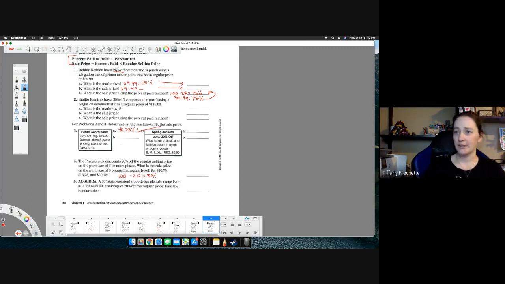All right, let's take a quick look here at the algebra one, and we'll be all done. A 30-inch stainless steel smooth top electric range is on sale for $479.99. A savings of 20% off the regular price. Find the regular price. So again, I'm going to use the percent paid method. I think that's a little bit easier here. So we have our 20% off. That's 20% savings. So we paid 80%. I'm just saying we because they didn't tell me who. So we paid 80%. That was our percent paid.